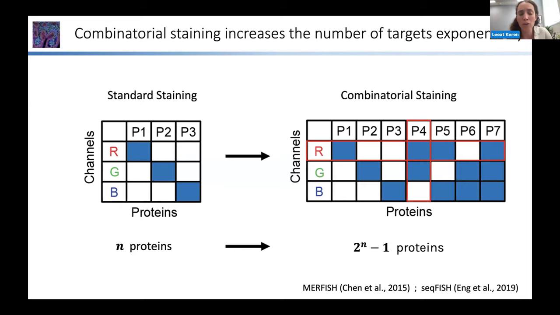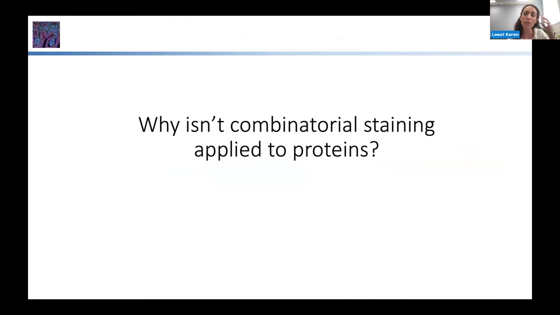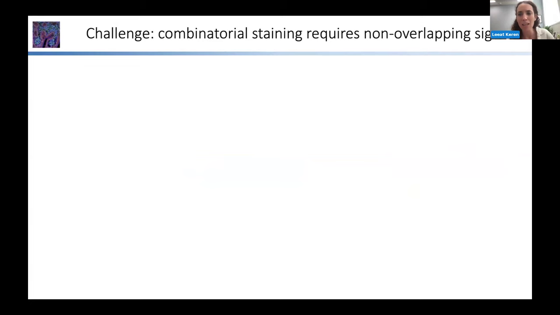And we're not the first to think about this combinatorial staining. This type of approach is really what has pioneered approaches for imaging RNA in situ, such as MERFISH or seqFISH, which have successfully enabled imaging of now hundreds and even thousands of mRNAs in situ. So if this works so well for mRNAs, why isn't combinatorial staining applied to proteins? The big challenge with combinatorial staining is that it requires non-overlapping signal.